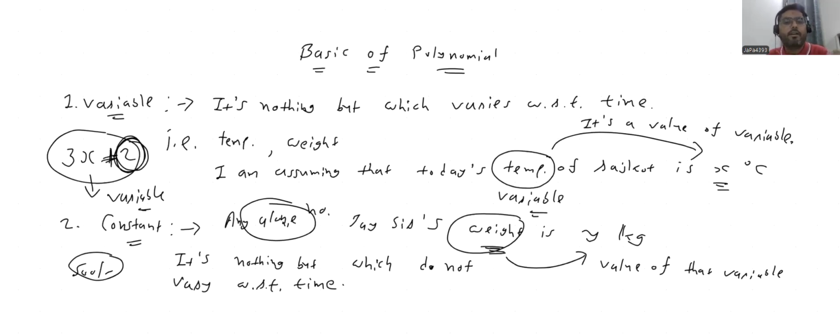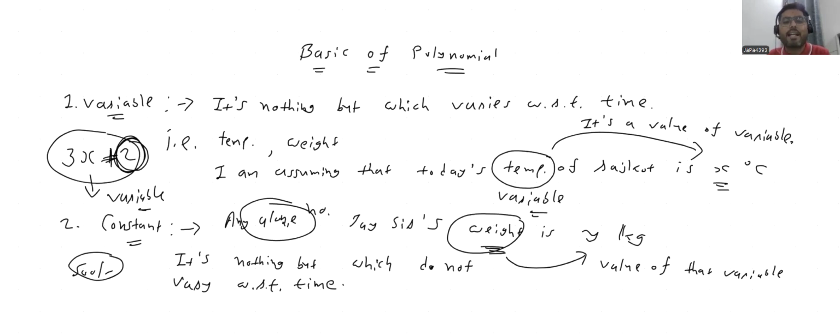Weight, temperature, these are the variables, right? And if I don't know today's temperature, I'm assuming that today's temperature is x degrees Celsius. If I don't know my weight, I'm assuming that Chaucer's weight is y kg. Over here, temperature is a variable, and x is the value of that variable. And over here, weight is a variable, and y is a value of that variable.